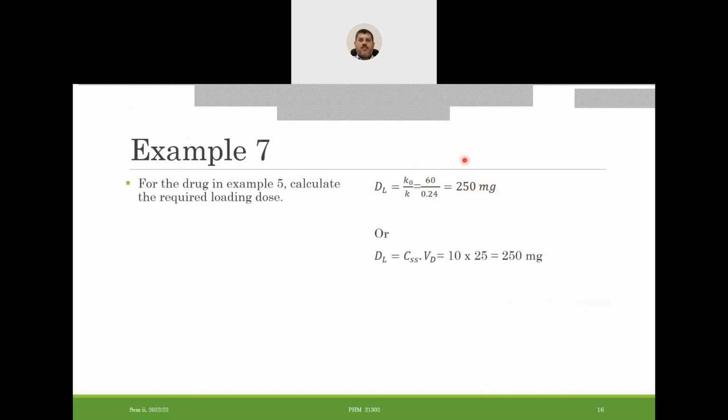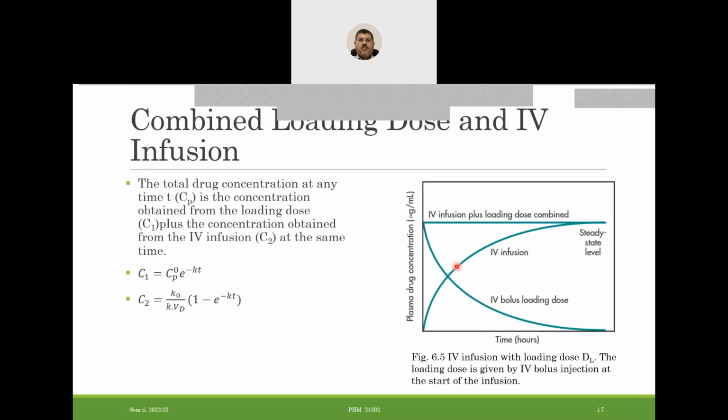So equal to 250 milligrams. So I should give a loading dose of 250 milligrams, and I start immediately the infusion at the fixed rate, 60 milligram per hour. And this steady state concentration will not change, will be kept. You can calculate the other way using this equation, CSS times VD, which is 10 times 25, will give you the same result. So once you follow this method, the concentration will be almost stable at 10 milligram per liter from the beginning. So you achieve the target concentration rapidly.